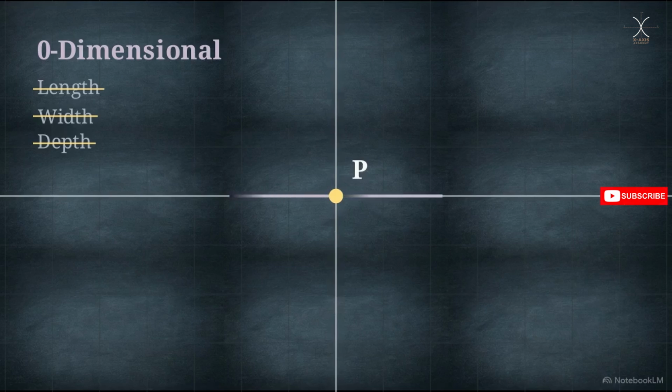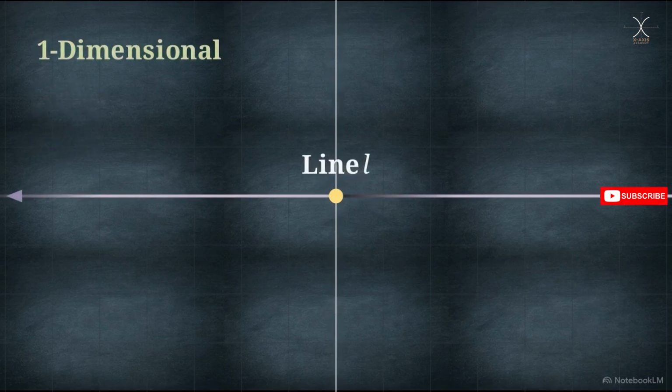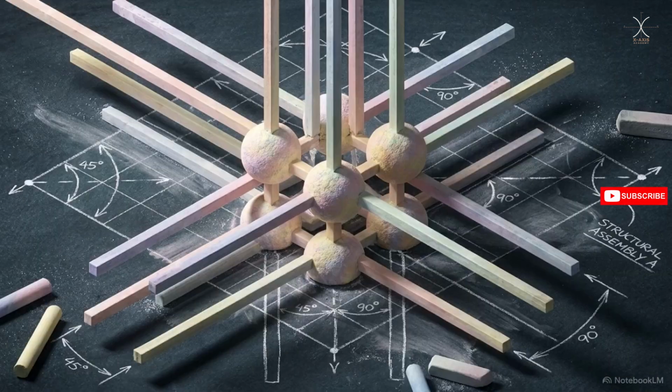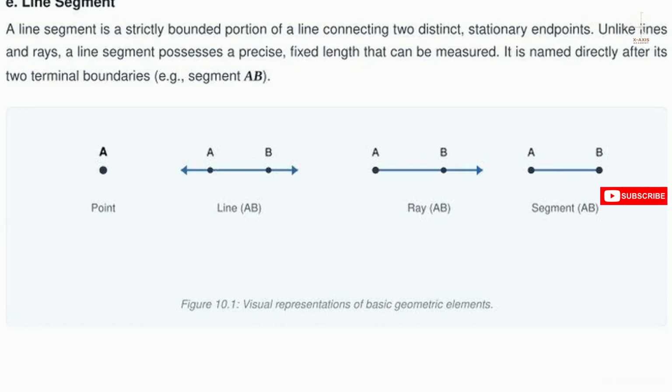When a point is extended infinitely in opposite directions, it creates the next dimension, a straight line. While these entities cannot be physically measured or seen in their infinite form, they establish the rules that define the boundaries of geometric space. This diagram illustrates the core geometric elements.